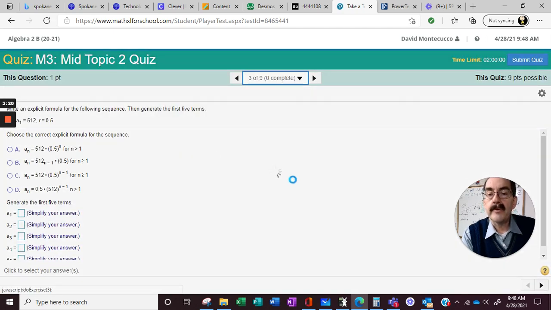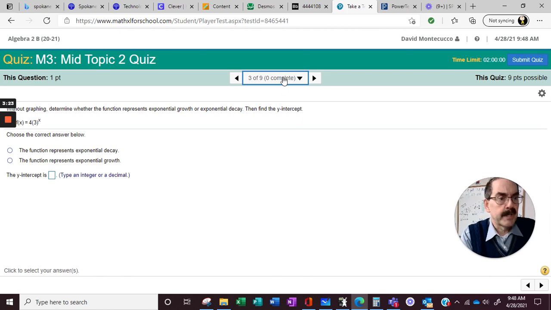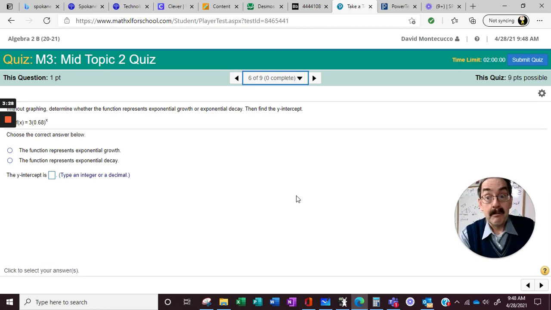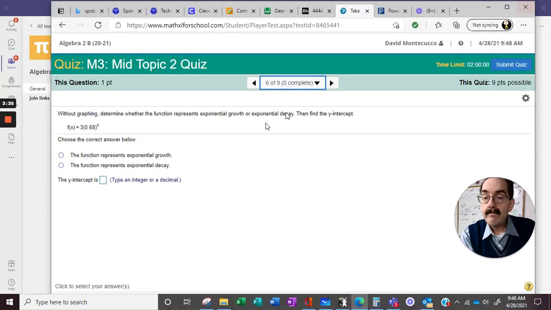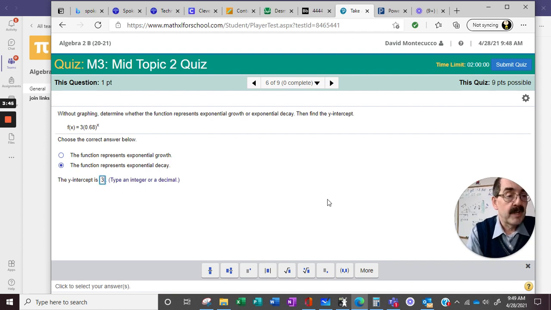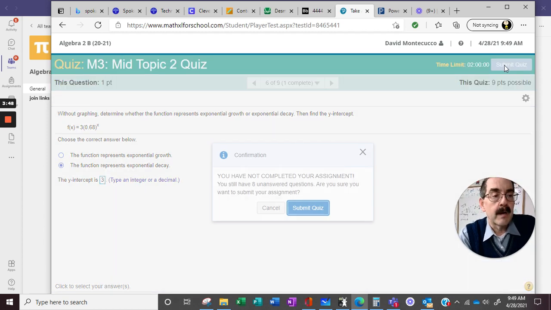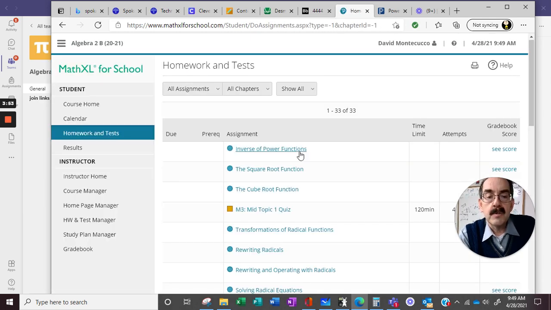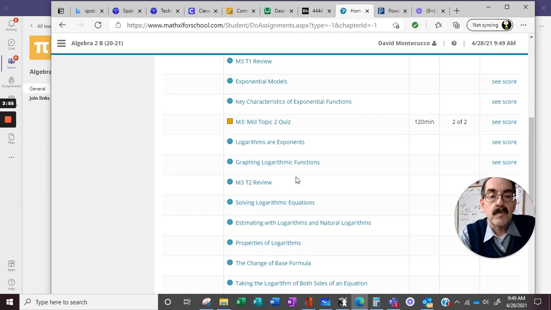Let's just pick question 3. Oh, it's the same. What are the odds that I would pick exactly the same question? Not likely. All right, so less than 1 is decay, coming downhill. Whoa, careful. And the y-intercept: anything to the 0 power is 1. 3 times 1 is 3, the y-intercept. And you could have used a calculator for that. All right, submit. Now let's go to the next one.